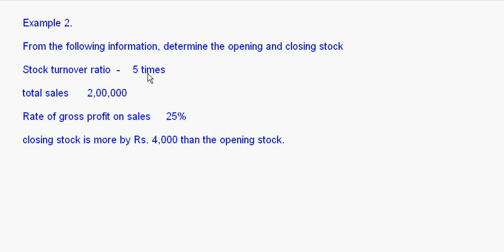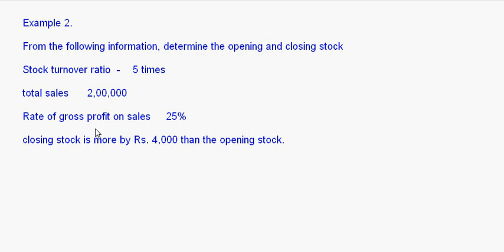From the following information, determine the opening and closing stock. Here we are not supposed to find out the stock turnover ratio. We are supposed to find out the opening and closing stock. Now the stock turnover ratio is given as 5 times. Total sales is given as 2 lakhs. Rate of gross profit on sales is 25% and closing stock is more by rupees 4,000 than the opening stock.